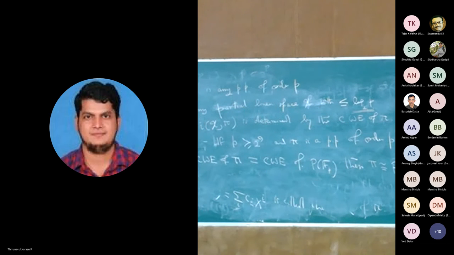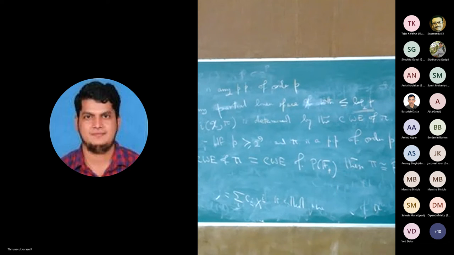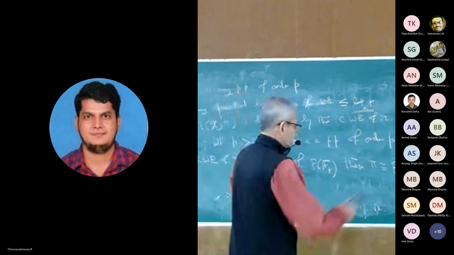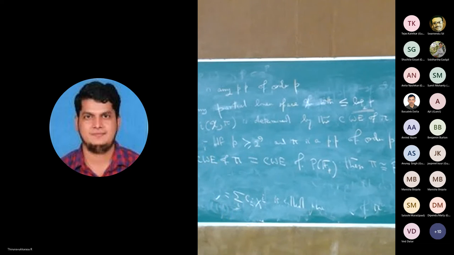So, in order to prove the uniqueness conjecture, at least for large enough primes bigger than 512, it suffices to compute the complete weight enumerator of an arbitrary, of an unknown projective plane of prime order and compare it with the complete weight enumerator of this guy. Well, that's actually a very big ask. We don't know the complete weight enumerator of this known projective plane of prime order even, except for very small primes.